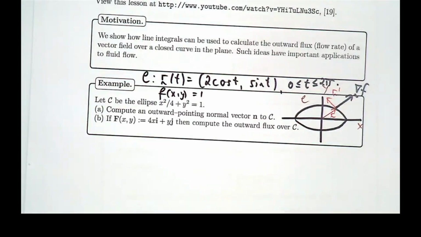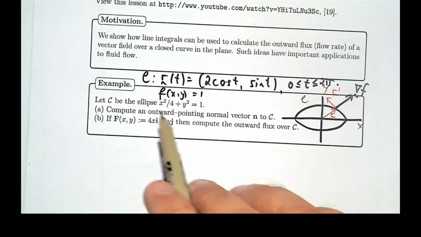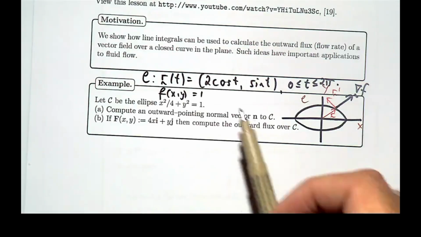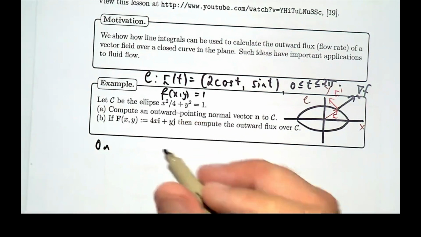If I say my function is f equals x squared on 4 plus y squared, and I consider that equal to 1, I can compute the gradient. A couple of ways you can do it. You can differentiate that first and then put in your parameterization. I'll do it the other way. I'll reverse it.